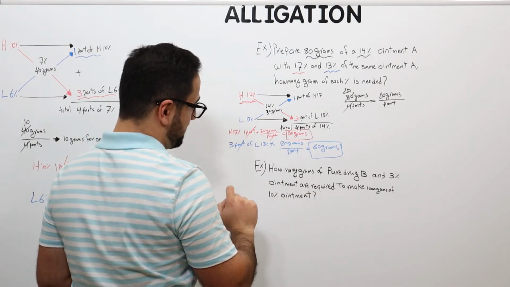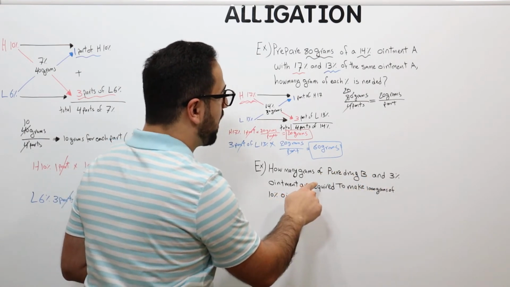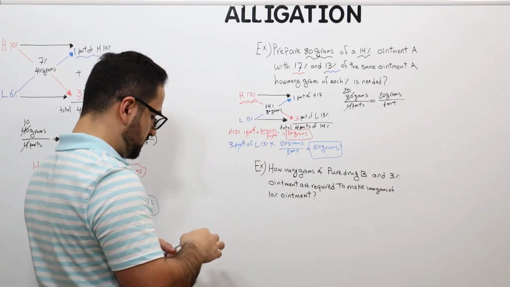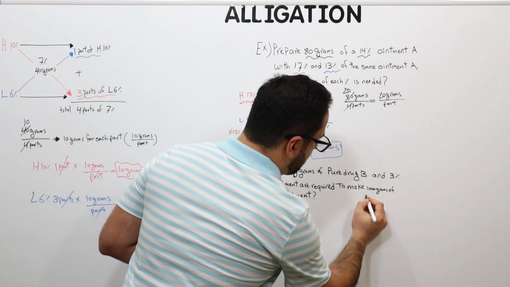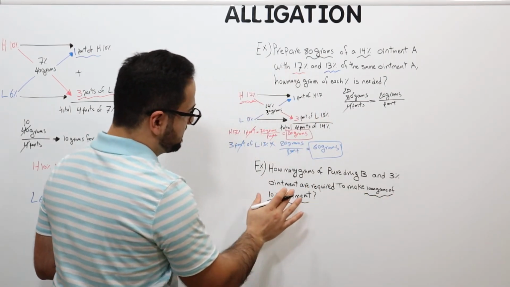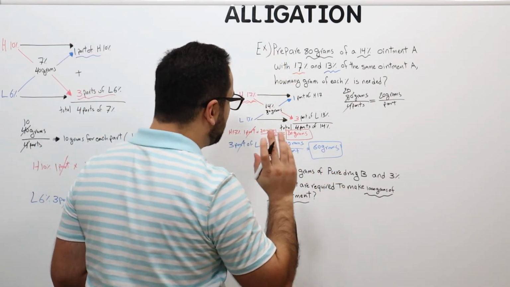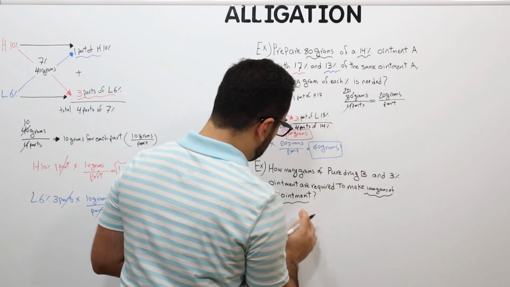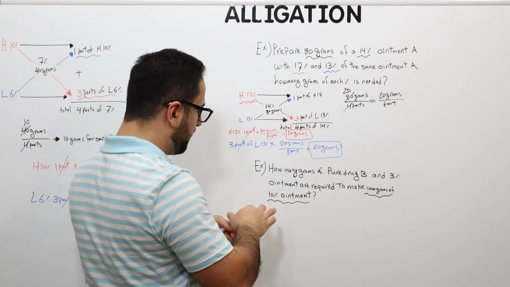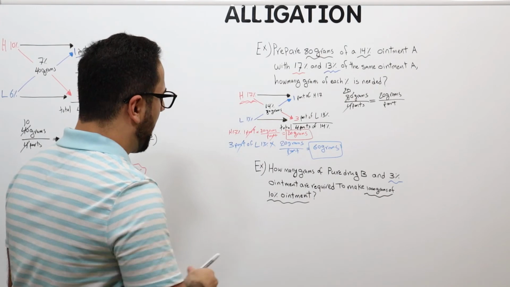So the question says, how many grams of pure drug and 3% ointment are required to make 1,000 grams of 10% ointment? So let's label these. We have 1,000 grams, the desired, of 10% ointment. What makes this question different is that I only have 1 concentration. Looking at this 10%, which is the desired, and here, it's 3%. So I'm going to label this as the low concentration.